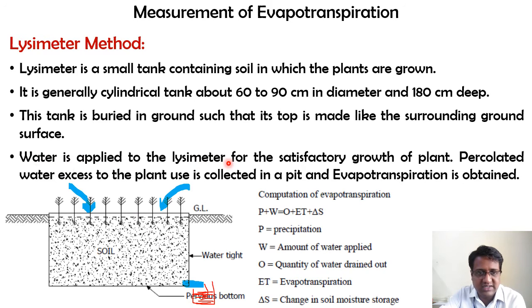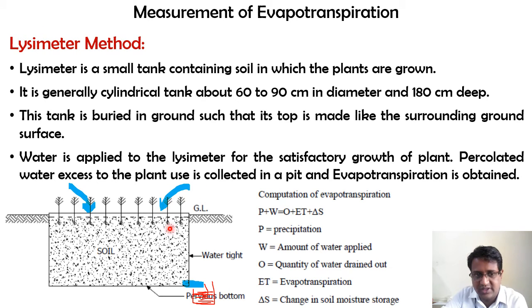I'll repeat the last sentence once again. Water is applied to the lysimeter for satisfactory growth of the plant. That is, you apply the water so that the plant growth is optimum. This dosage is not based on any measurements, but on experience of what plant and what kind of soil need how much quantum of water. You need to collect the data on how much water is being added.